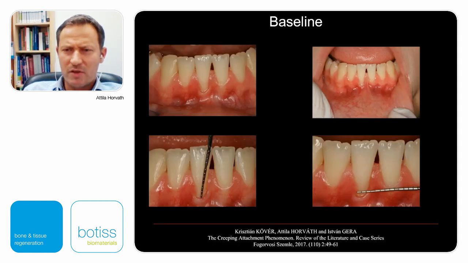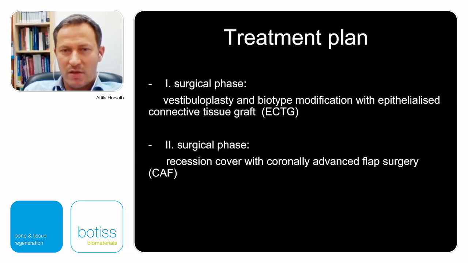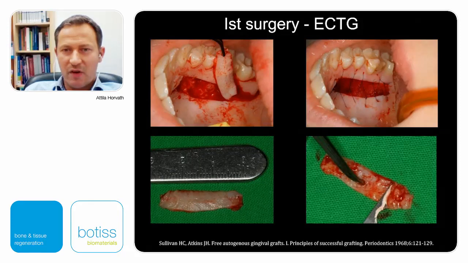Okay, so this case is from one of our recent publications from Dr. Kerber, Professor Guerra and myself. If you have a look, in this case we had a very thin and narrow keratinized tissue and almost no vestibulum at the lower right central incisor. So the treatment plan was to do two surgeries. The first is vestibuloplasty and biotype modification, increasing the width and thickness of keratinized tissue, and then another surgery to do the recession surgery with a modified coronally advanced flap, for example. So this is what we've done, the good old ECTG, formerly known as FGG, graft from the palate.